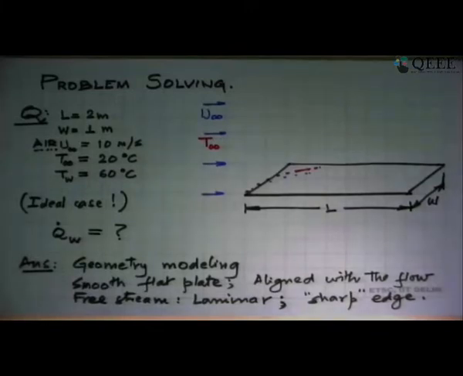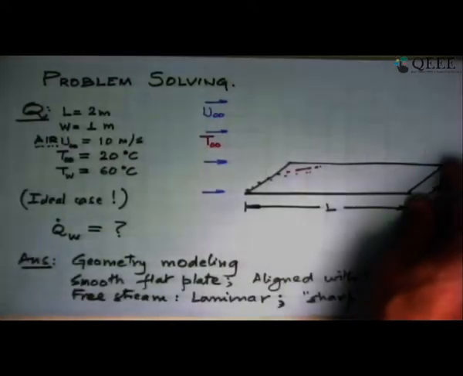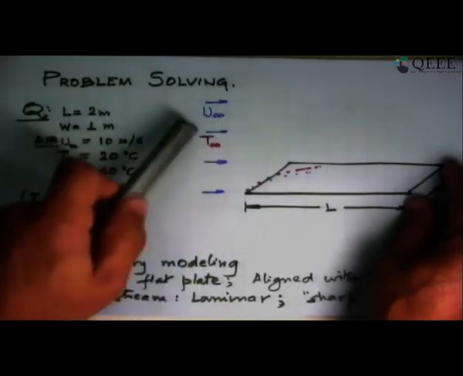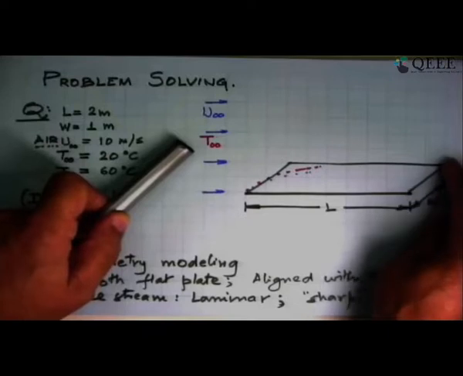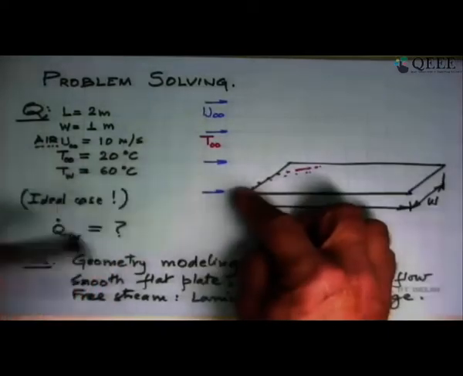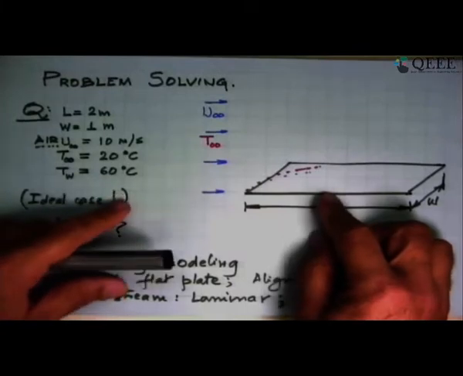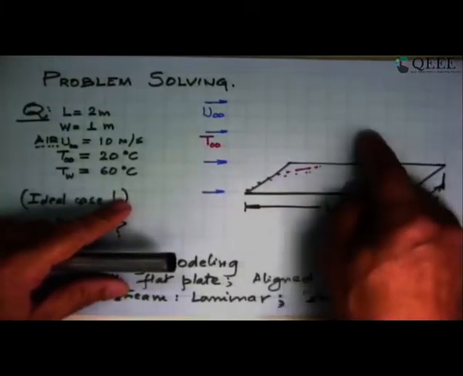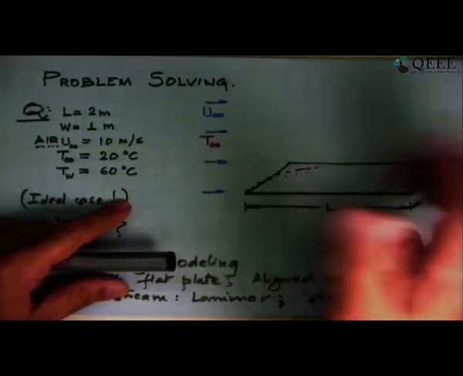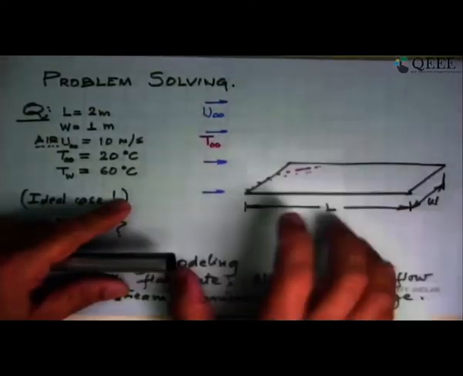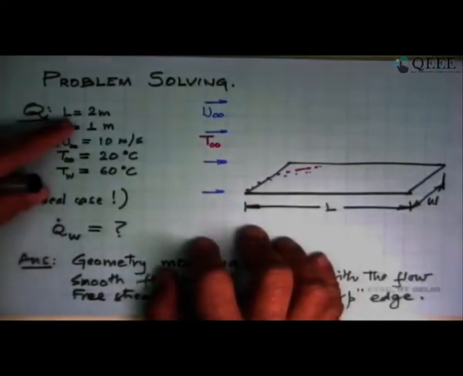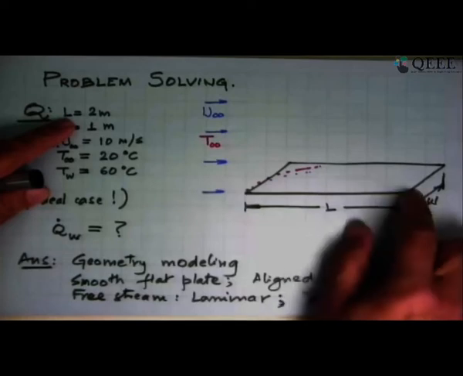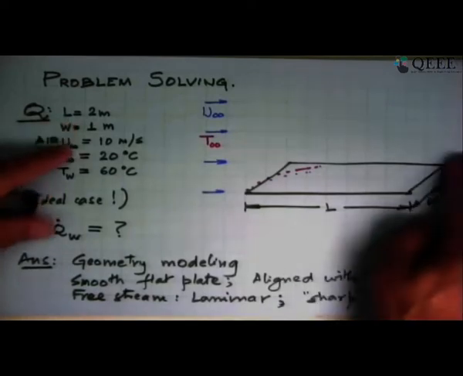So here is how I've set up the problem, that you have a flat plate of length L, width W, which is aligned with a flow coming on it at uniform velocity U infinity and temperature T infinity. This plate is kept at a constant temperature, and we want to calculate the heat transfer rate from this plate. That's the problem. So first we pose what is the problem that is given, and we develop our own terms and symbols. That plate length in the direction of the flow is 2 meters, width is 1 meter.